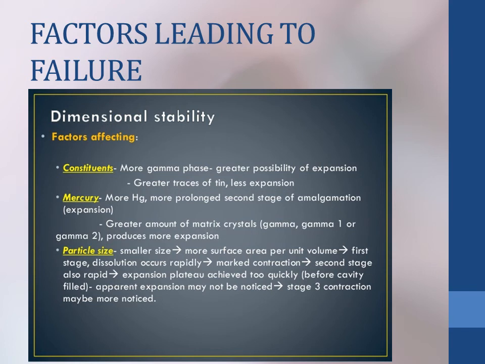So, factors leading to failure include the constituents or the ratio. If you use low copper, there's more gamma phase, greater possibility of expansion, more creep, less corrosion resistance, a weaker restoration. And with mercury, more prolonged second stage of amalgamation, more expansion. The particle size, smaller size, more surface area, and then ultimately contraction. So again, all these factors contribute to the dimensional stability, and obviously that contributes to failure.